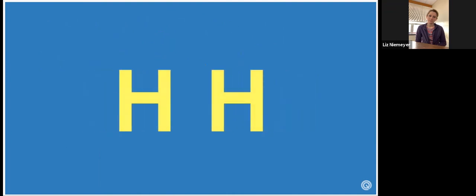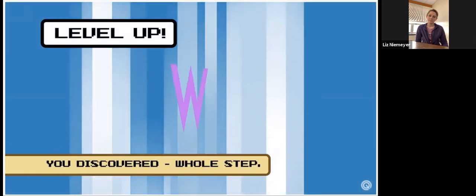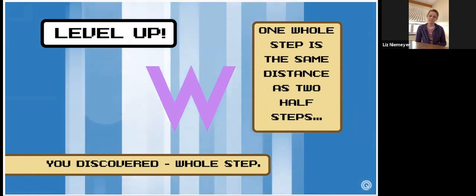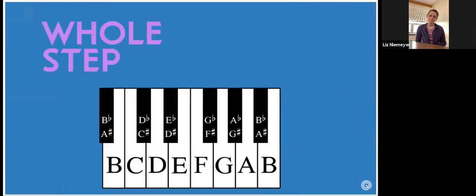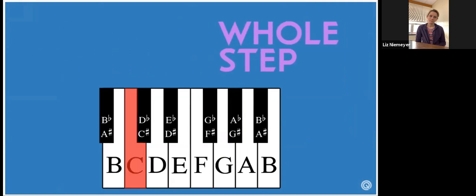You can also combine two half steps to make a whole step. On our keyboard, the whole step is the distance of two half steps. If we start on F sharp and go up two half steps, we land on G sharp. That's the same as going up one whole step. If we start on C natural and go down one whole step, we land on B flat.